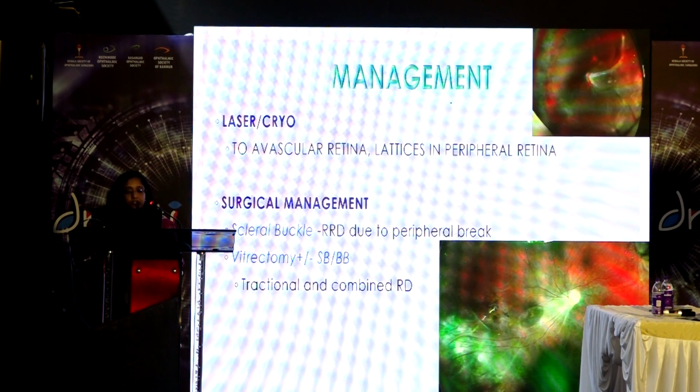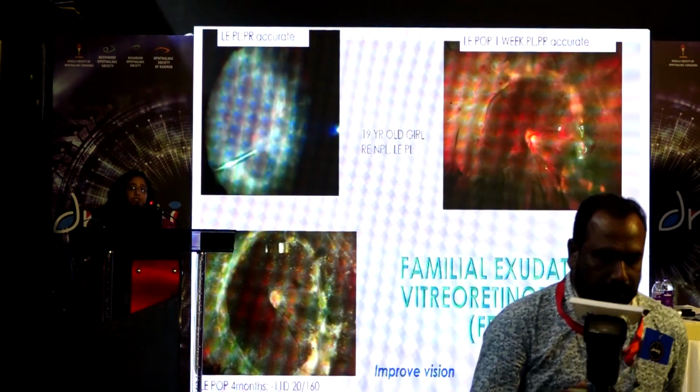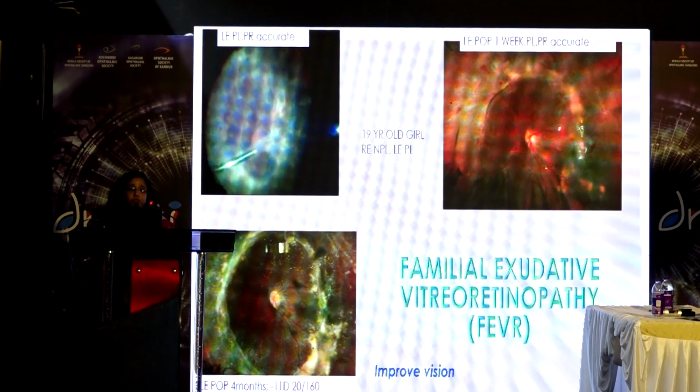This photograph is actually a post-scleral buckle patient following retinal detachment in FEVR. This is a one-eyed patient. The patient presented at the age of 24. You could see that the break was in the periphery and the buckle supported the break and it settled. And vitrectomy, these are advanced cases of FEVR.